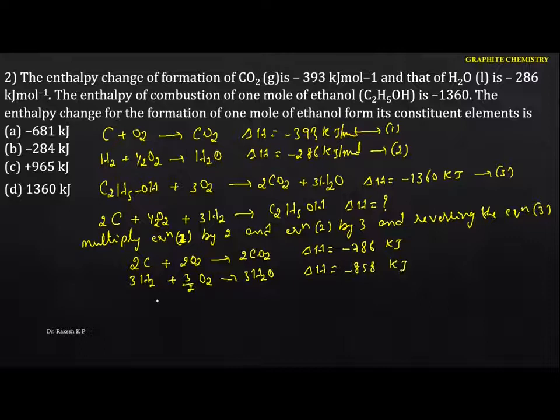Similarly for the last one, we are reversing this one. That means we have 2 moles of carbon dioxide plus 3H2O, which gives the ethyl alcohol, C2H5OH, and also we are going to get oxygen, that is 3O2. Now here the delta H value, initially we have a minus. If you are reversing that, it becomes plus 1360 kilojoules.